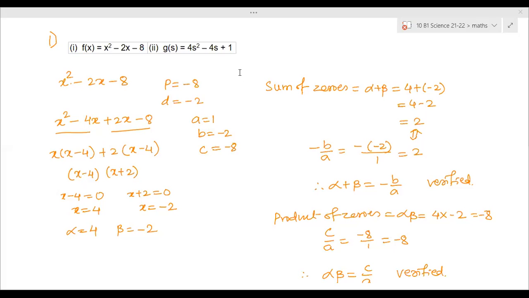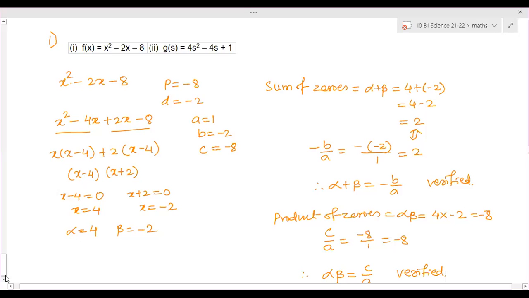Ma'am, in the second question, there is no need of middle term splitting. You can use any method of factorization. You have learned cubic and trinomial factorization. Middle term splitting, normal factorization, or using identity. Ma'am, here I think it will be a square minus 2ab plus b square. Middle term splitting will also work. Yes, ma'am, we can do it.